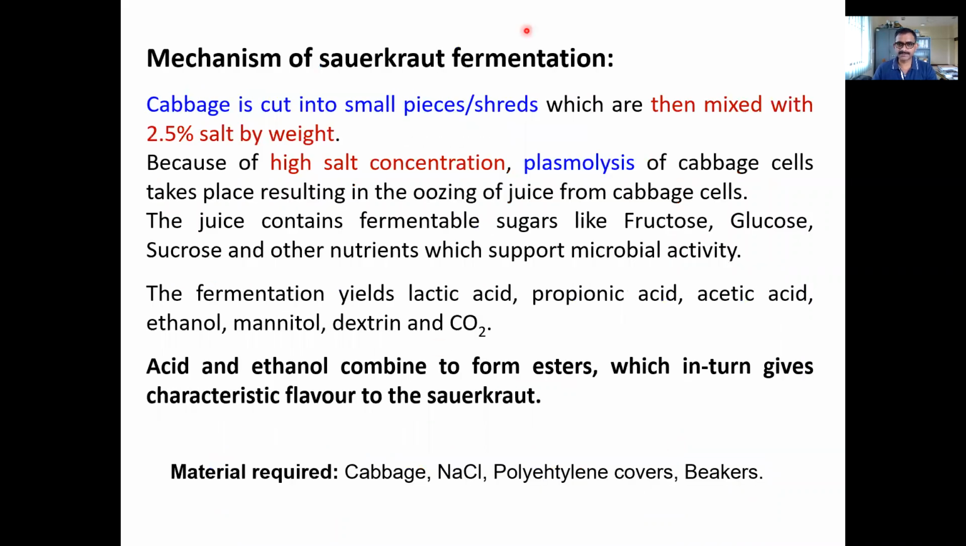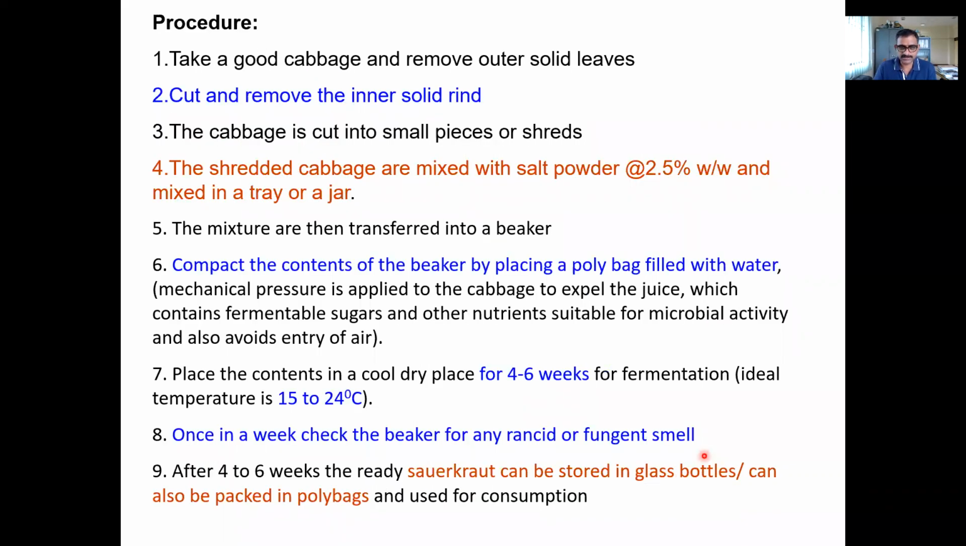So the materials, I have already told you what are all the materials required for preparation of sauerkraut. We require cabbage, salt or NaCl, polythene covers and beakers. If you have these materials, the procedure goes like this.